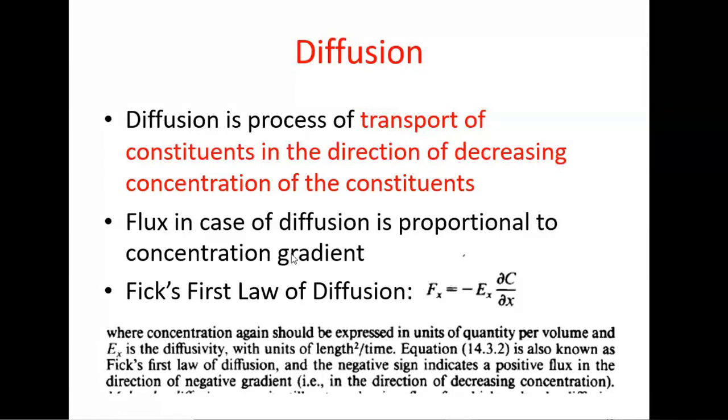So flux because of diffusion is proportional to partial C over partial X, which is the gradient of concentration, and we multiply it with the coefficient of proportionality. We call it the diffusivity or dispersion coefficient, and we denote it E. Its units can be found from the unit of F and the unit of delta C over delta X.